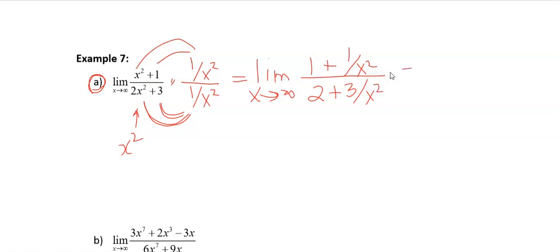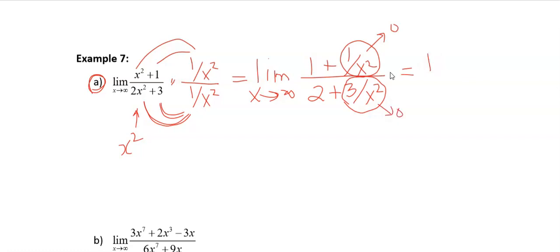And now you use your direct substitution again. Now you just plug it in. And what happens is, of course, if you plug in infinity for x squared, this becomes 1 over a huge number. That goes to 0. That becomes nothing, 0. And the same thing with 3 over x squared there, right? You plug in a huge number. You plug in infinity for x, that goes towards 0.